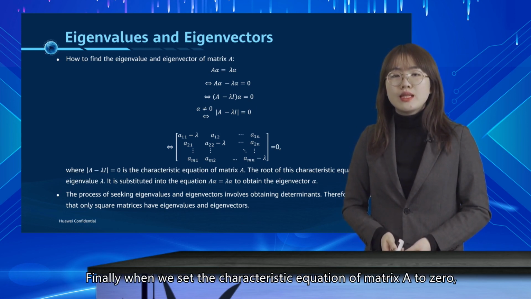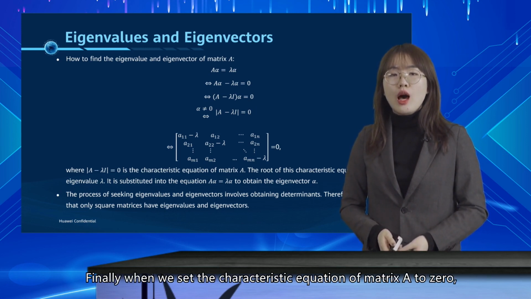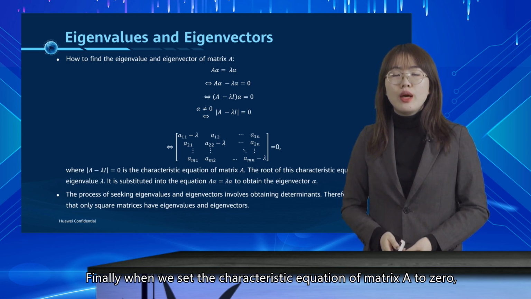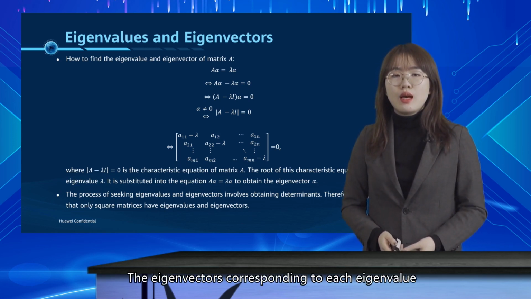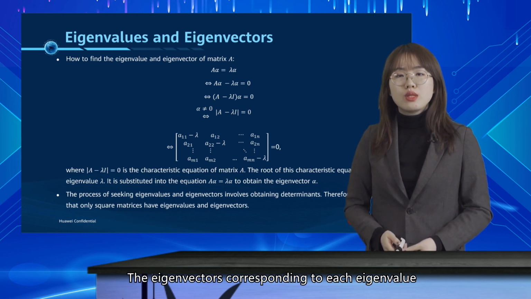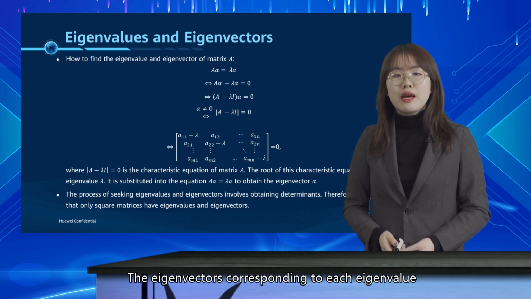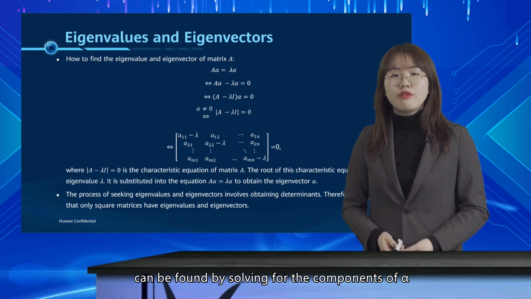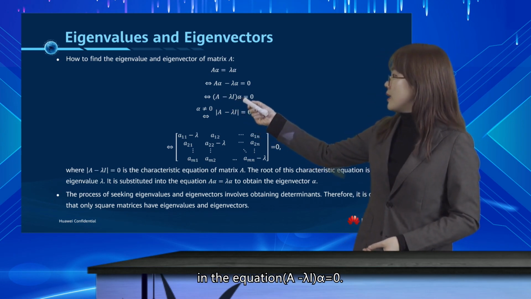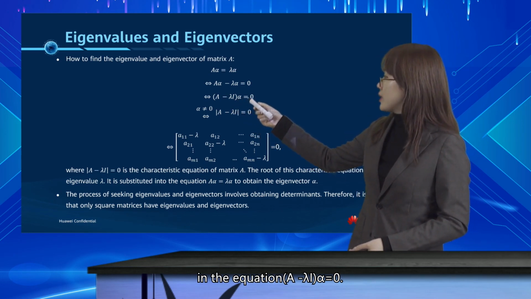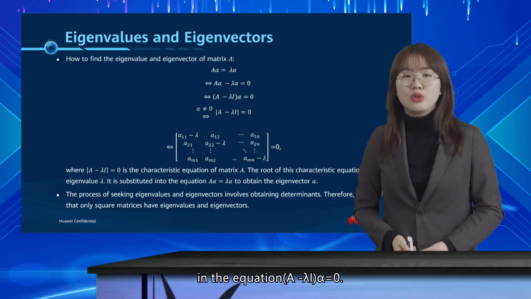Finally, when we set the characteristic equation of matrix A to 0, we can compute the lambda roots. The eigenvectors corresponding to each eigenvalue can be found by solving for the components of alpha in the equation A minus lambda I, all times alpha, equals 0.